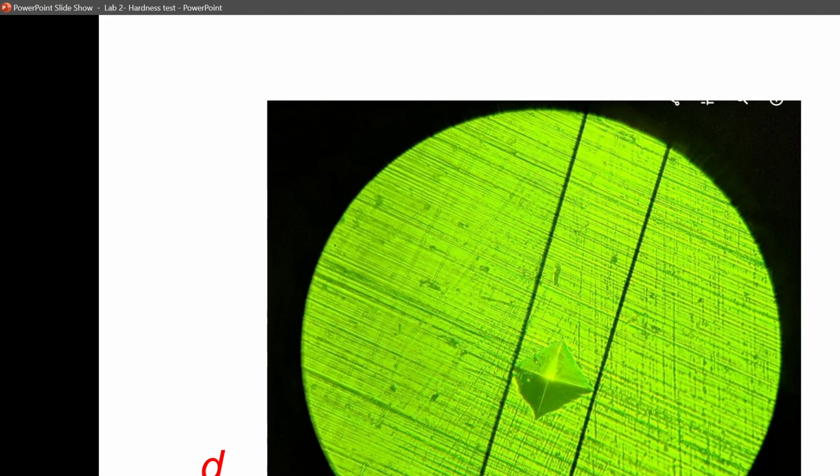One thing you need to do before doing the experiment is to make sure that you have a very polished surface. Because if it's not polished, you may not be able to see the indentation that you have created.